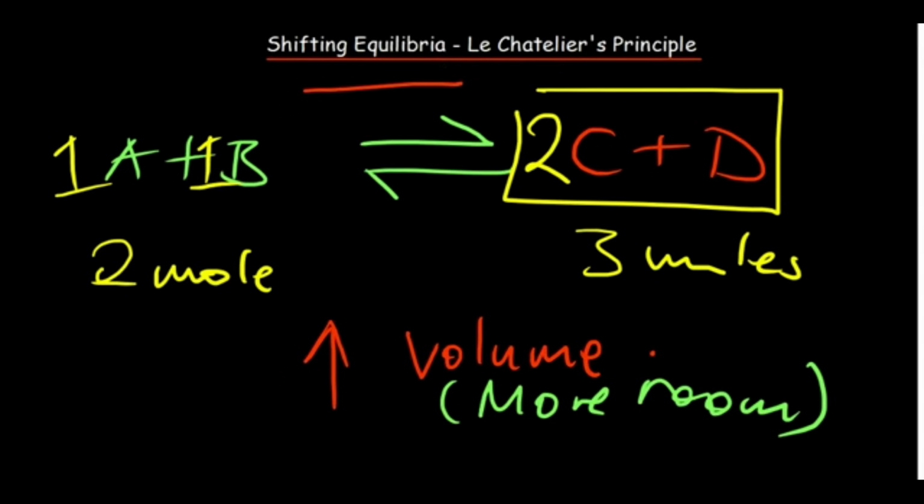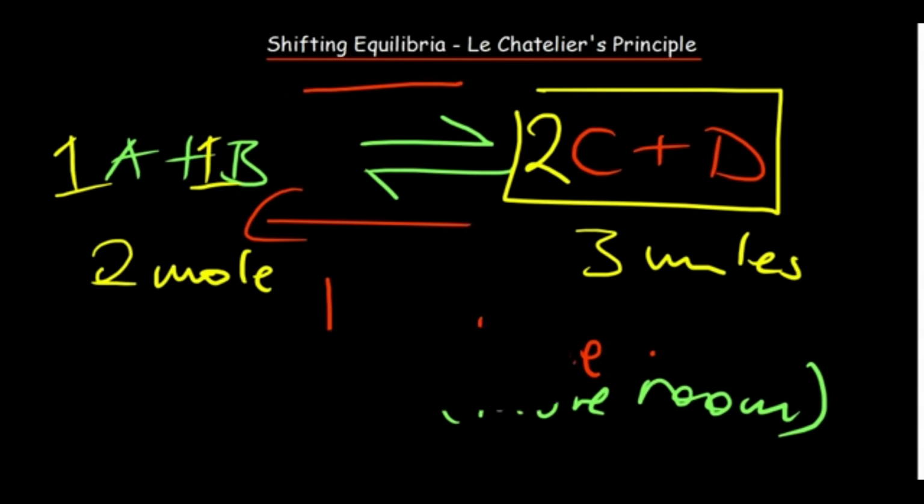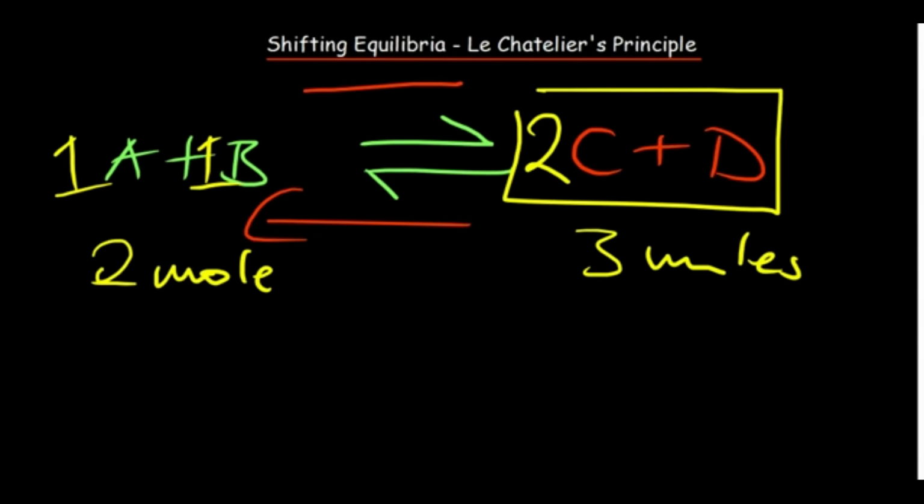Now on the other hand, if we decide to reduce the volume, it's going to favor the side where we have what? Where we have less moles. So in this case, it would be the backward reaction. So the number of moles basically helps us to understand that. And this is somewhat related to the next part, which is pressure.